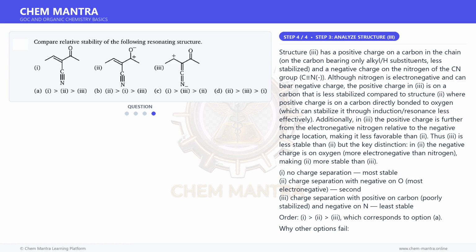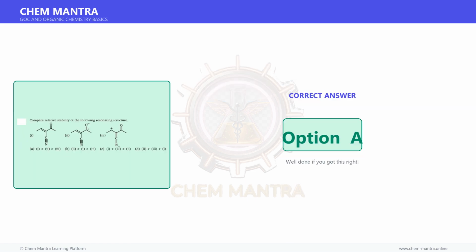Why other options fail? B. Places 2 above I, impossible since charge separation always destabilizes relative to no charge separation. C. Places 3 above 2, wrong because O is more electronegative than N, so negative on O is more stable. D. Places 2 first but also above I, same error as B. Therefore, the correct answer is option A.